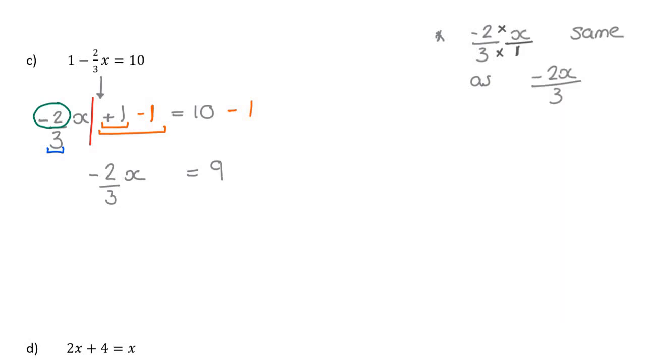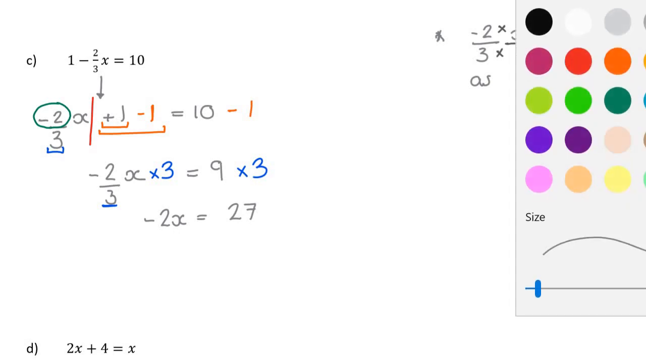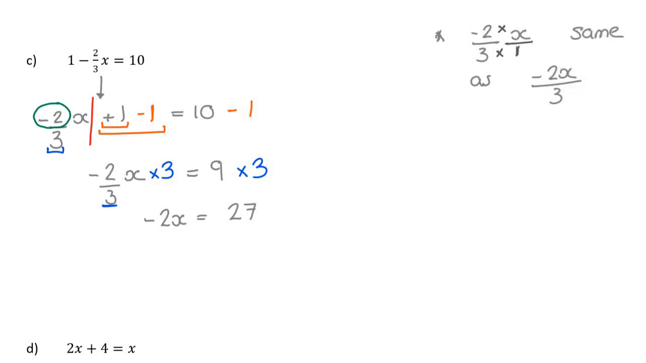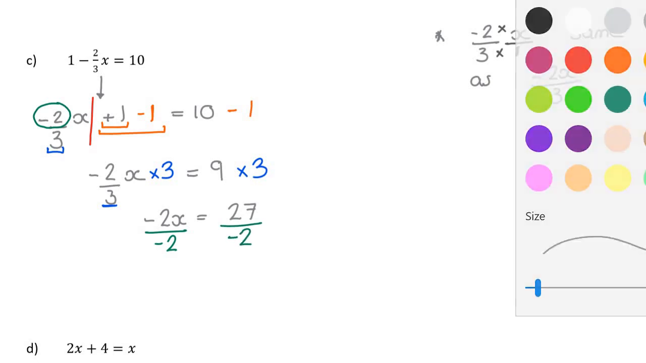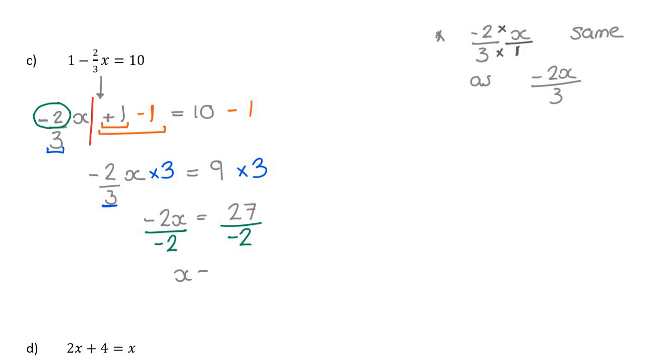Now, I personally prefer to get rid of denominators first, so I'm going to undo dividing by 3 by multiplying by 3, and so I'm going to get negative 2x equals 27. And finally, how do I get rid of multiplying by negative 2? You divide by negative 2. Now, if I pick up my calculator and put 27 divided by negative 2, I get negative 27 over 2.